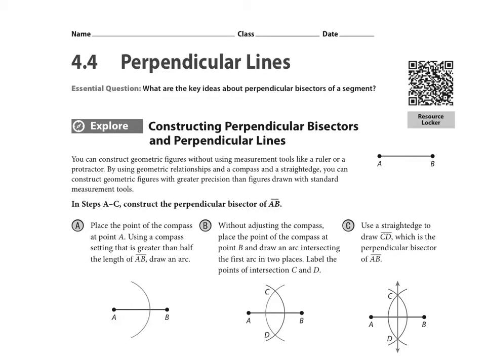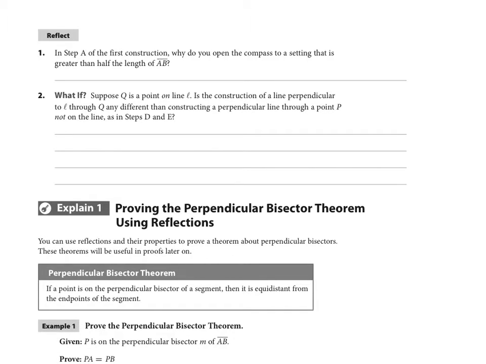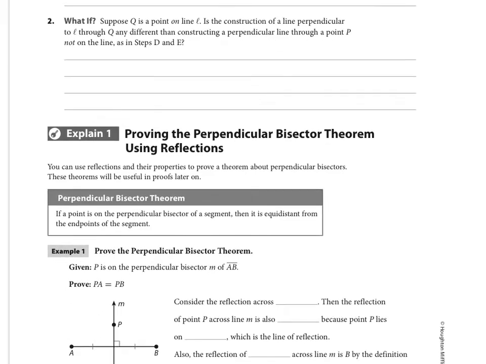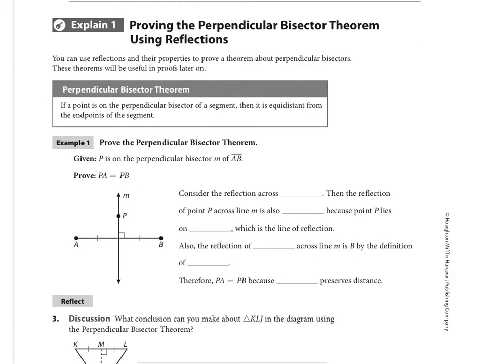Okay? So on the next page, page 196, a lot of this section walks you through the proofs of the different theorems. We're not so much going to emphasize the proofs, but you do need to be aware of what the theorems say. So here in Explain 1, we have that if a point is on the perpendicular bisector of a segment, so that's the line, remember, that goes right through the midpoint and creates a right angle, then it is equidistant from the endpoints of the segment.